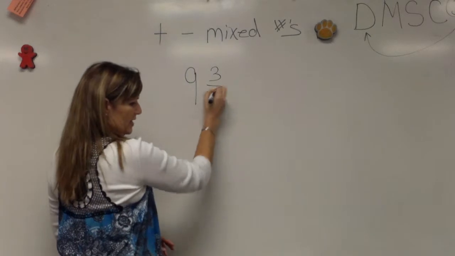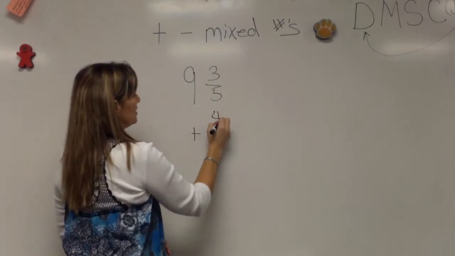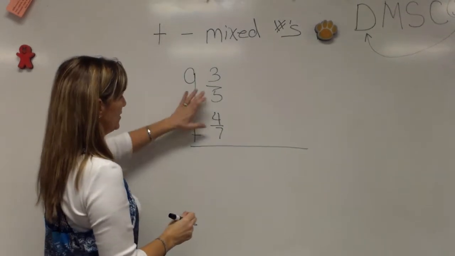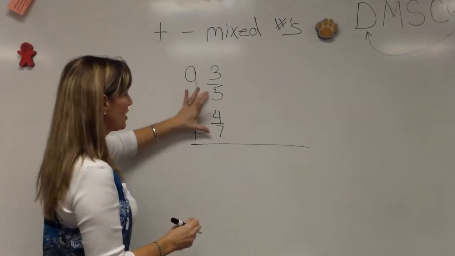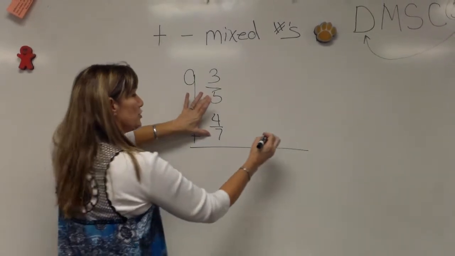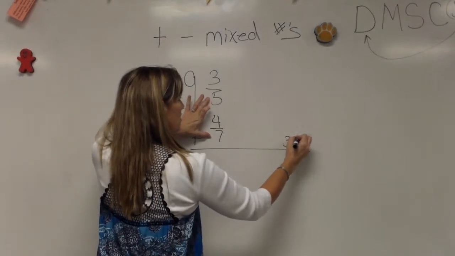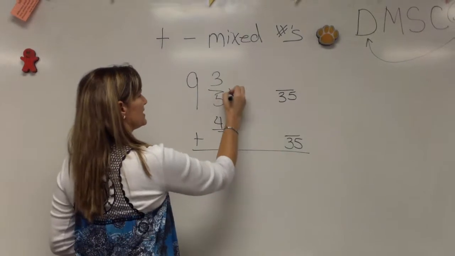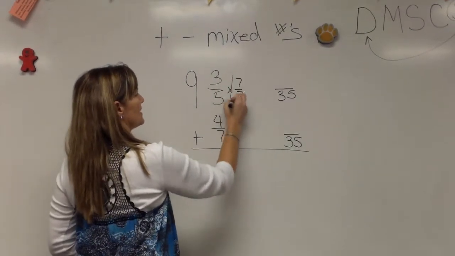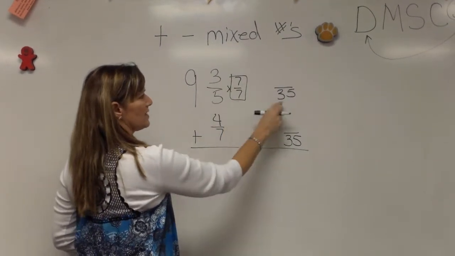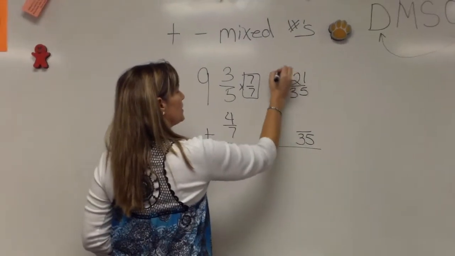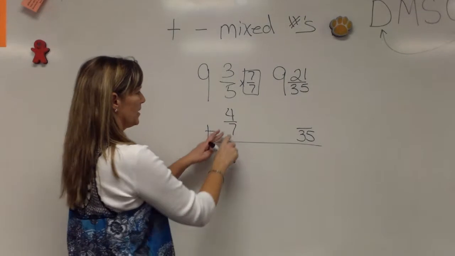9 3/5 plus 4/7. Again, I need to get a common denominator. Anytime I'm not sure, I can always multiply the two denominators to get a common denominator. 5 times 7, so I'm going to multiply by 7 over 7. 5 times 7 is 35. 3 times 7 is 21. Scoot a whole number over.